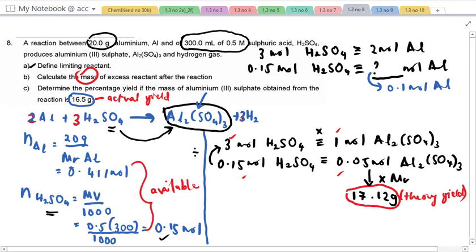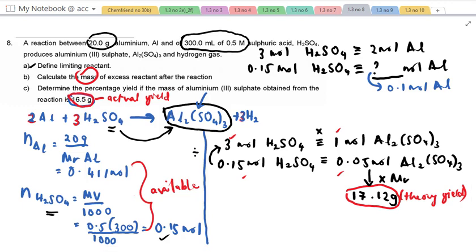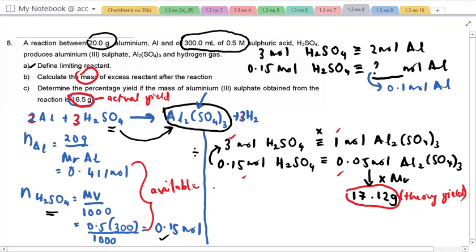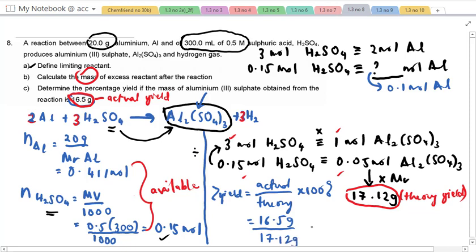But actually how much did we get? Only 16.5 gram. So, what do we write? Next is to write the formula of percent yield. Percentage yield equals actual yield divided by the theory yield times 100. What was the actual? It is 16.5 gram divided by the theory that we should get, which is 17.12 gram. You times with 100. So the answer is 96.38% that we get.